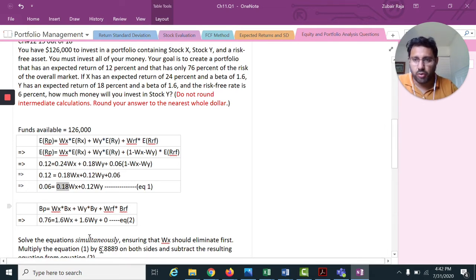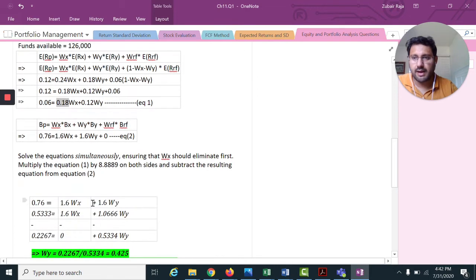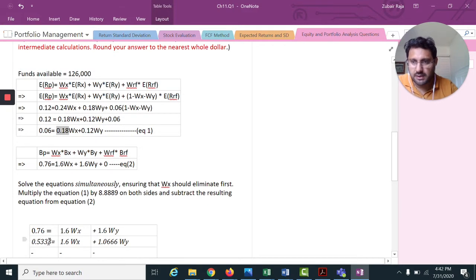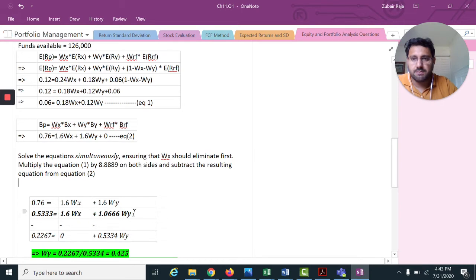So once I multiply both sides with 8.8889, I will be able to get this 0.5333, right? So just multiply this, pause the video right now, and multiply 8.8889 with 0.06, again with 0.18 and again with 0.12. You'll be able to get this equation, which I have just bolded over here, right? Once you get this, you simply subtract this equation from equation number 2. So subtract 0.533 from 0.76.